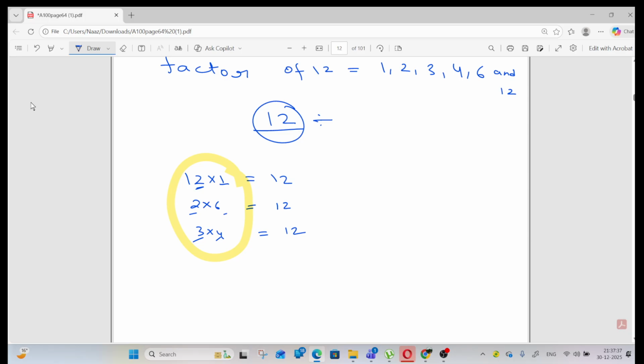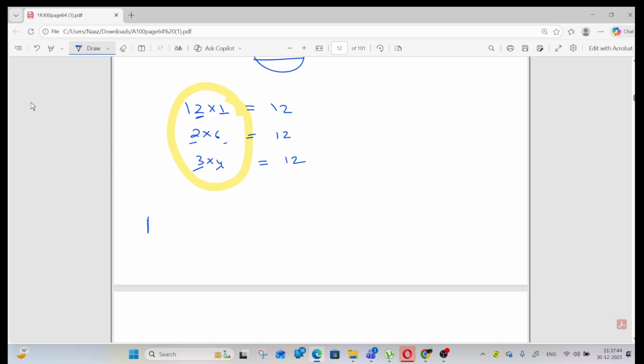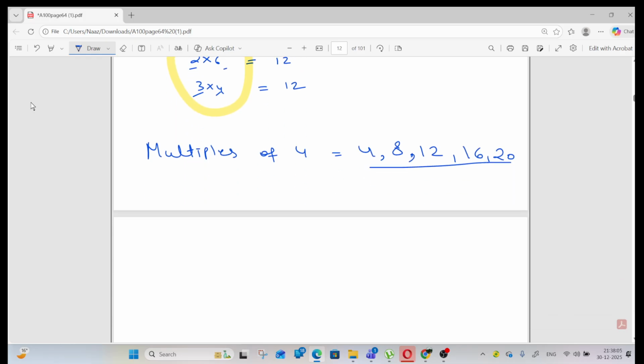And then a multiple of a number is a number in its times table. Let's say we want to find multiples of 4. So 4 times 1 is 4, 4 times 2 is 8, 4 times 3 is 12, 4 times 4 is 16, 4 times 5 is 20. So these are the first 5 multiples of 4. Okay. So now next is prime numbers.